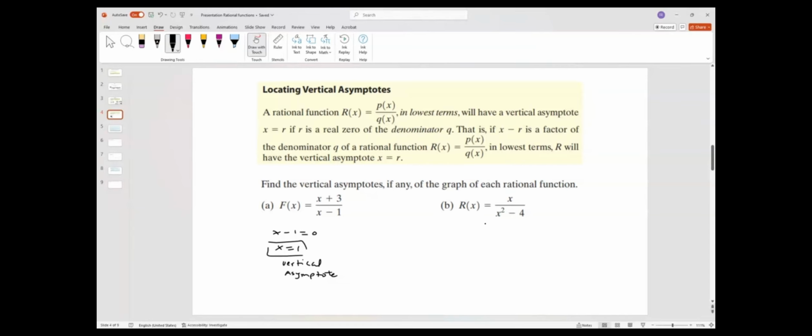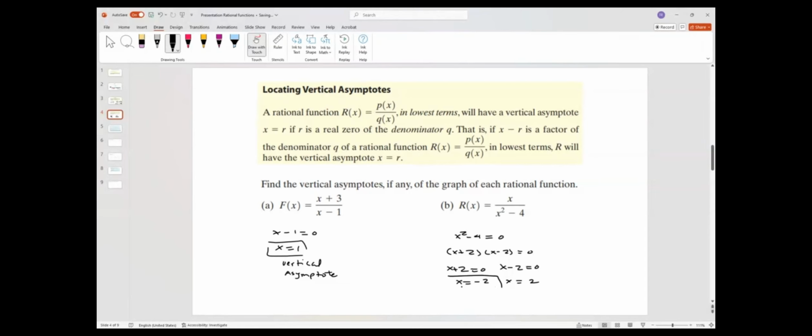We have this other function, r of x equals x over x squared minus 4. The function is already in lowest terms. So I will take the denominator, x squared minus 4, and make it equal to 0. I will then solve this. I will just factor, it's a difference of two squares, so it's x plus 2 times x minus 2. Now we make each factor equal to 0, so we get x equals negative 2, and then the other factor equal to 0, so we get x equals positive 2.